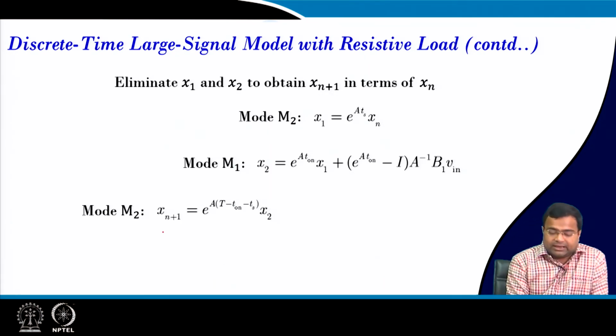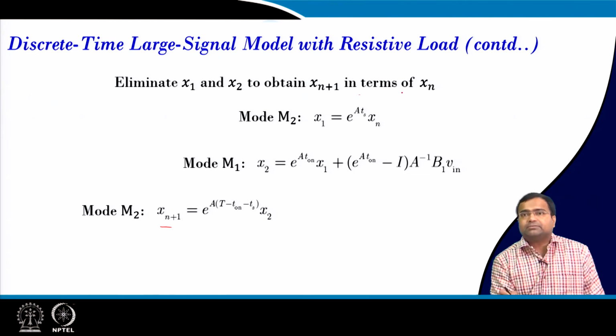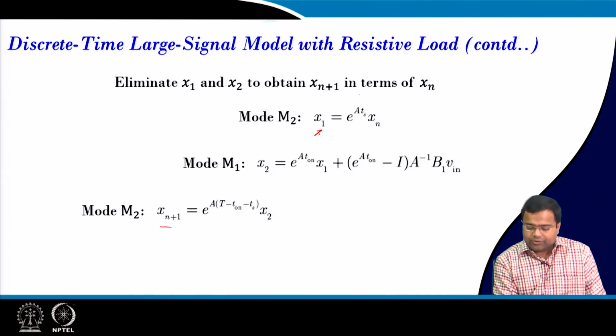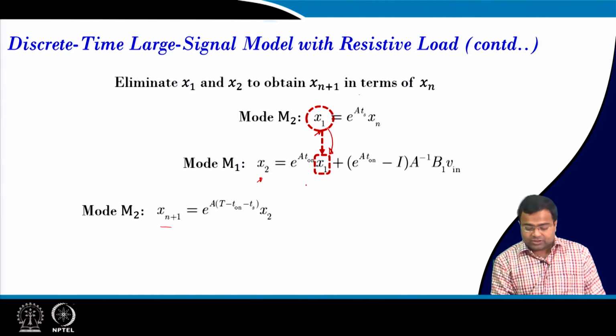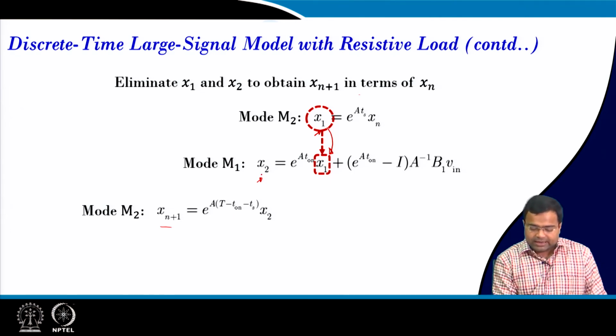So, the complete solution xn plus 1, if you propagate, that means you will back propagate. So, first you start with eliminating x1 x2 to obtain xn plus 1 in terms of xn. So, mode 2 we know x1 and x2 also we know. Now, you substitute this x1 here, and then it will be in terms of x2, and the x2 term you substitute here, sorry. So, in this case it will be in terms of xn, and you substitute x2, since x1 is already replaced. So, the whole term will be in terms of xn.